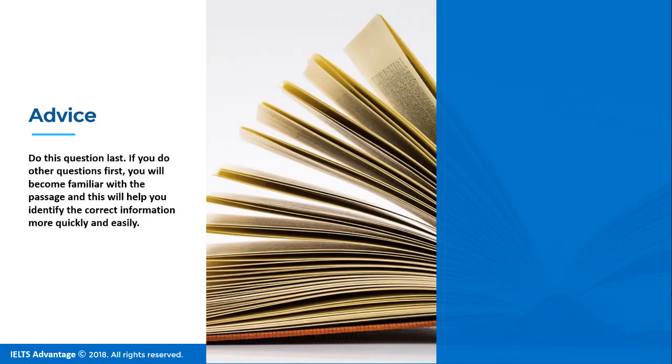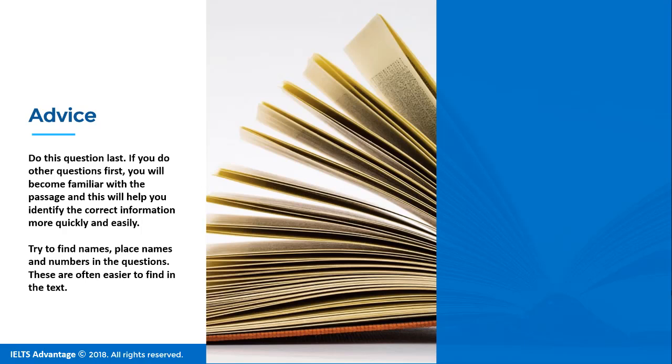Do this question last. If you do other questions first, you will become familiar with the passage, and this will help you identify the correct information more quickly and easily. So again, this is about being strategic with your time. If you see this question, leave it until the last, if you can do the other questions in that part. I don't mean do this the last question of all the questions, but when you're looking at that part of the reading test and you see one of these questions, just skip it and leave it until the last one.